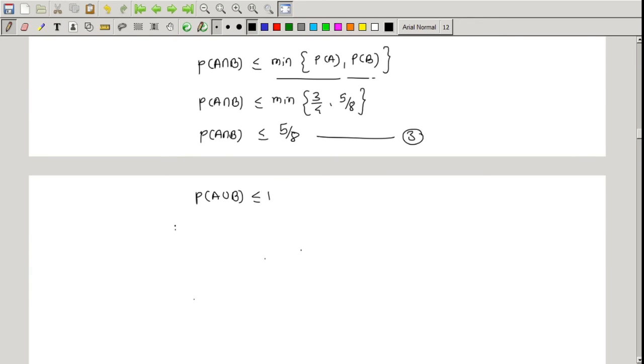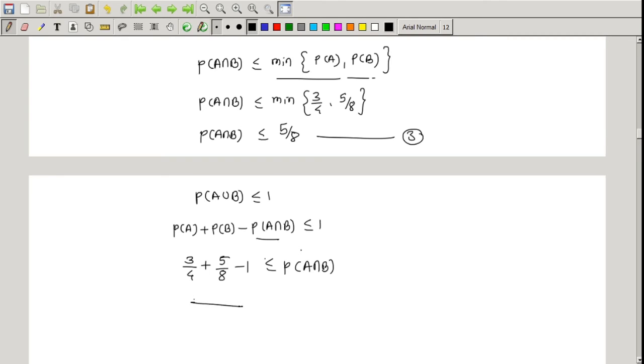So according to the addition theorem of probability, I can write probability of A plus probability of B minus probability of A intersection B is less than or equal to 1. I can take this term on the right hand side and 1 on this side. So you will get probability of A is 3 by 4, probability of B is 5 by 8, minus 1 is less than or equal to probability of A intersection B.